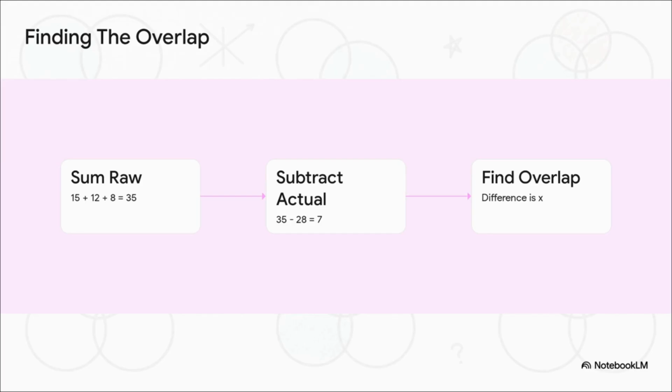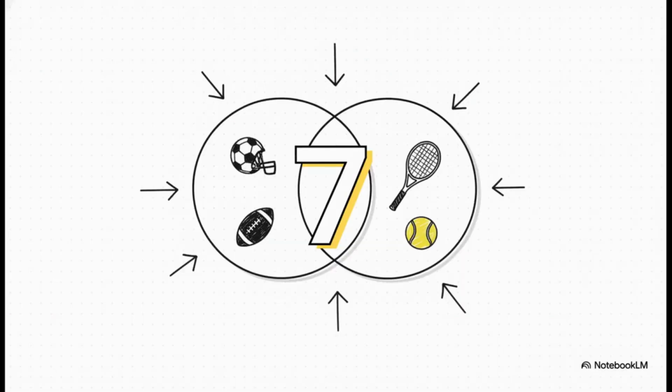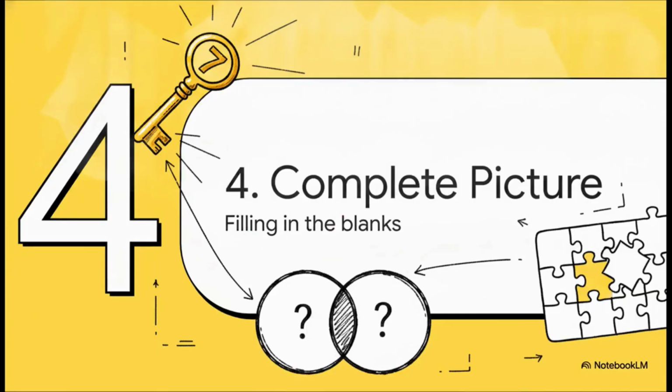And step 3 tells us that this difference is our overlap. Just by taking the raw total and subtracting the reality, we've perfectly isolated the exact number of students who were double counted. Boom. There it is. This brilliantly illustrates that our unknown variable x, the kids playing both football and tennis right in that center intersection, has to be 7. We've solved the core of the puzzle, right there. X is 7. But we are not done yet.